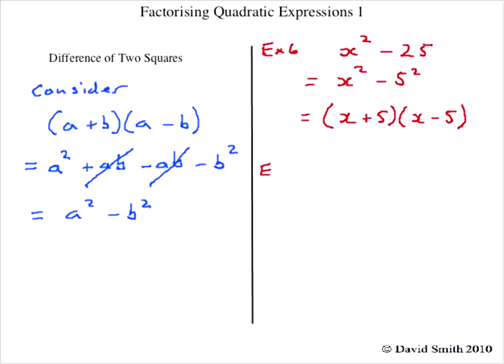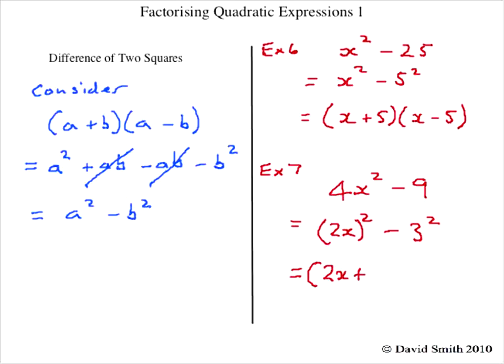And finally, example 7. 4x squared minus 9. How can we write this? It hasn't got a middle term in x again, but we can write it as 2x all squared, because 2x times 2x is 4x squared, minus 3 squared. And now, using the difference of two squares, that will become a bracket with 2x plus 3 multiplied by a bracket with 2x minus 3 to complete the factorization.